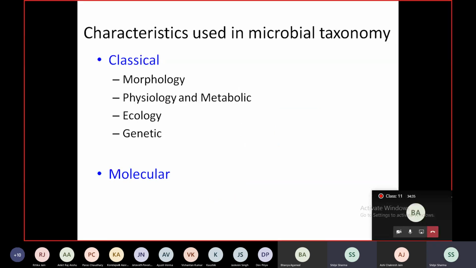I'll move to the characters which are mostly used in taxonomy. These can be categorized as either classical characters or molecular characters. And I will be talking about a number of techniques here as well. So you have to stop me when you don't understand a particular thing. The classical characters include morphological, metabolic and physiological, ecological attributes as well as genetic attributes.